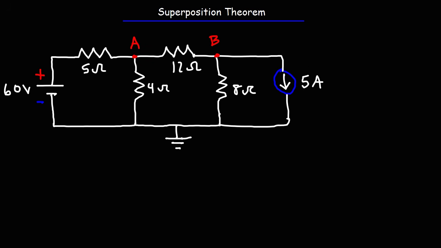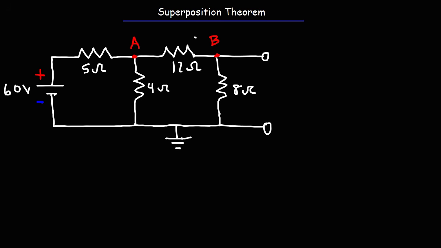Let's analyze the circuit with the 60-volt battery first. So we're going to eliminate the 5 amp current source. When removing a current source, you need to replace it with an open circuit. When removing a voltage source, you need to replace it with a short circuit. So just keep that in mind. So let's put an open circuit here. Now let's calculate everything in this circuit with the 60-volt battery.